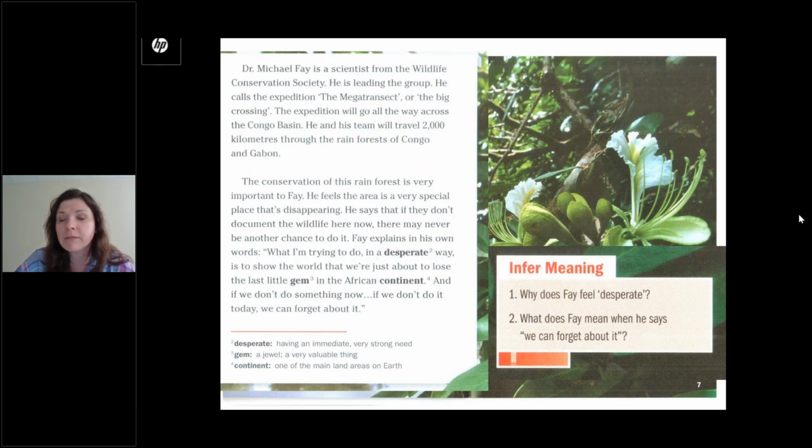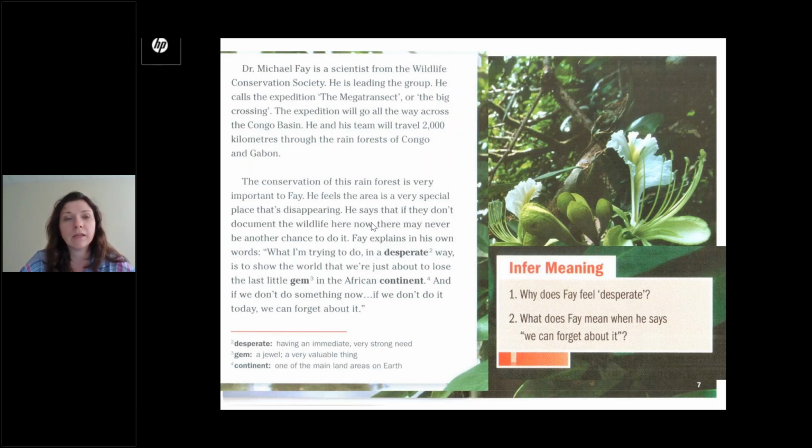So if he feels desperate, something may make him feel that. The forest is about to disappear. Yeah, that was in the text. Thank you very much. He feels that the area is a very special place that's disappearing. Right? So he feels desperate. He can't do anything about that. Right? And he sees how the beautiful world is just vanishing.